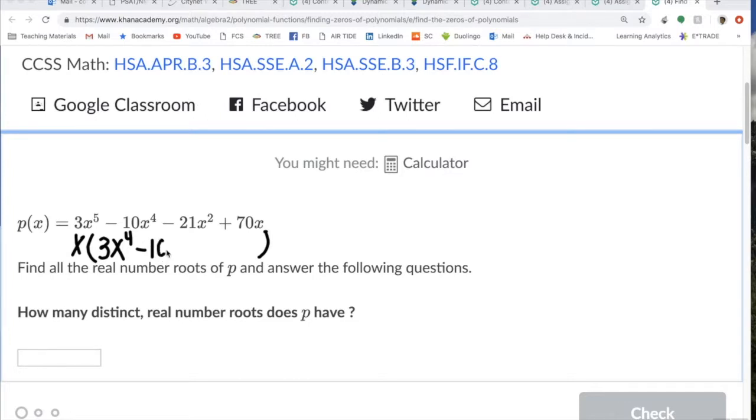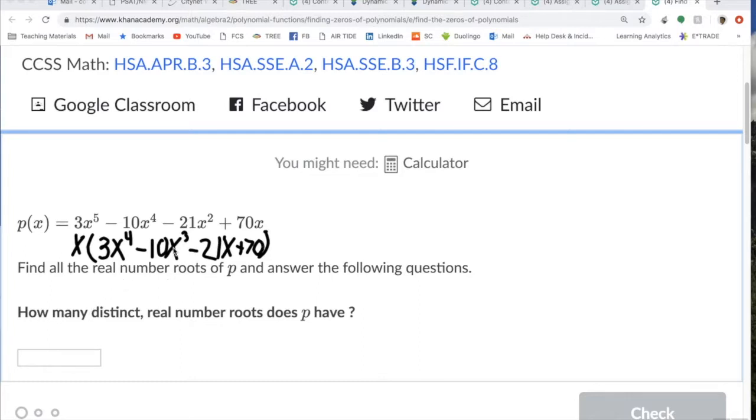So that actually goes down the list. Each one of these is going to lose an x out of its exponent category. So this will be 10x to the 3rd. This over here will be 21 just regular x. Sorry, 21x. And then we'll have a plus 70 with no x. Okay, so 3x to the 4, 10x cubed, 21x plus 70.